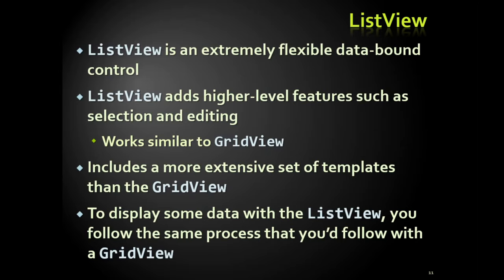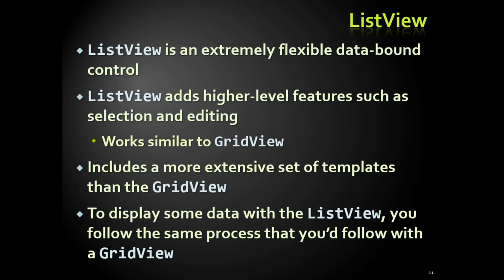Repeater does not give you the default properties because it is derived from the control class, while in list view we have back color, fore color and everything. Templates are also there, so it is in between that. Fine. So there is next control called list view.